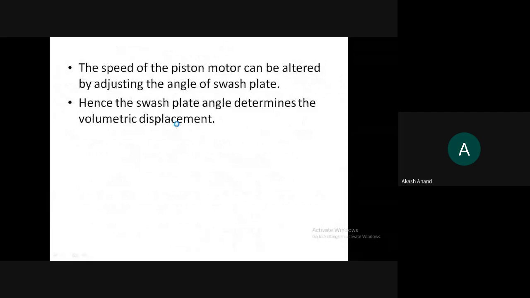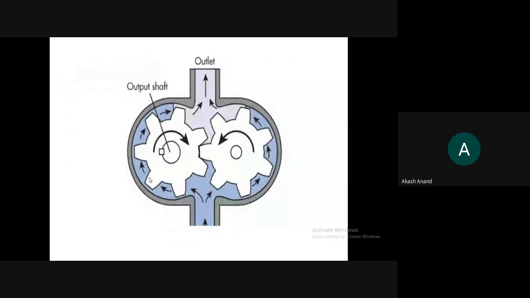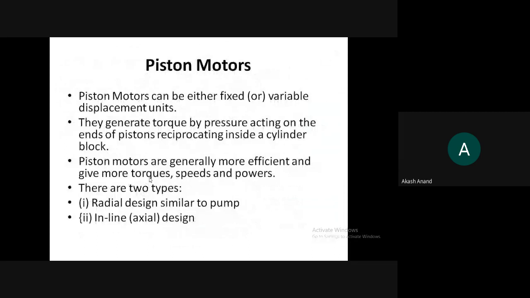So for understanding it clearly, they generate a torque by pressure acting on the ends of the piston reciprocating inside the cylinder. Coming to the next point, piston motors are generally more efficient and give more torque, speed, and power. So we have to give some importance to this type of rotary motor, which is comparatively more important than the vane motor and gear motor.